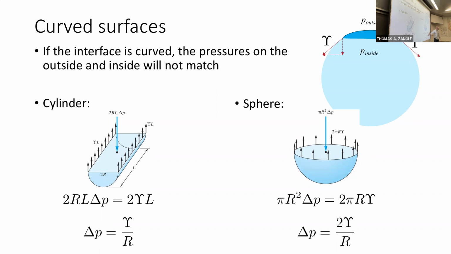Here, I would just expect you to be able to use this. That's one concept that I do expect you to know: the pressure on the inside of a droplet with surface tension is higher. And the second is that it depends upon the shape. So cylinder, sphere, different.